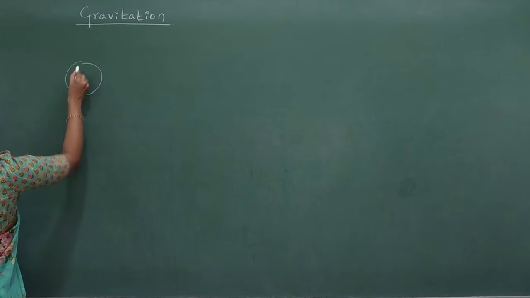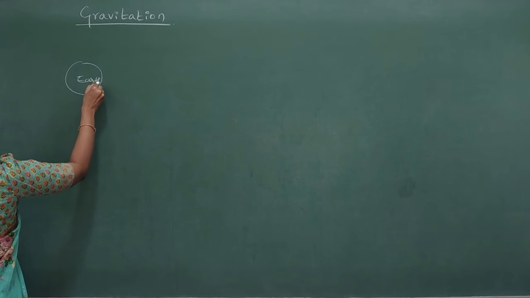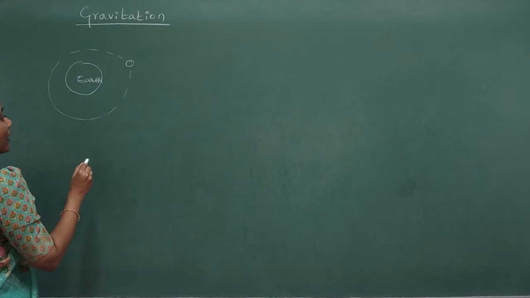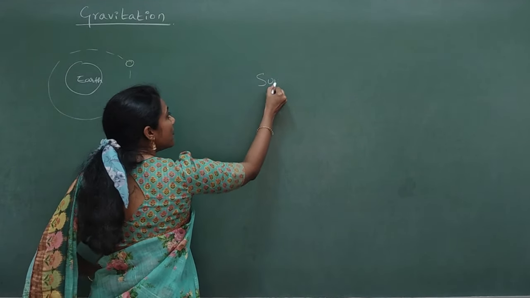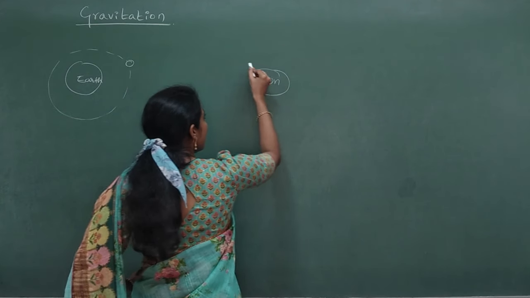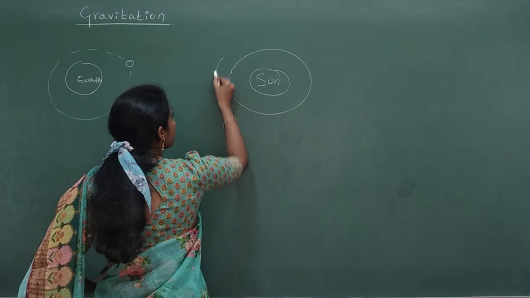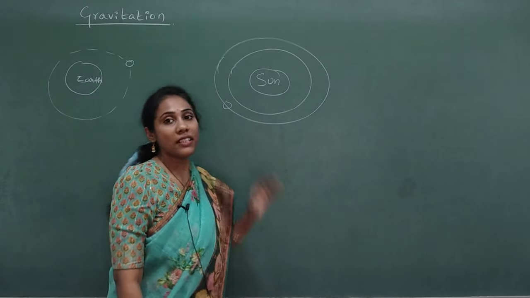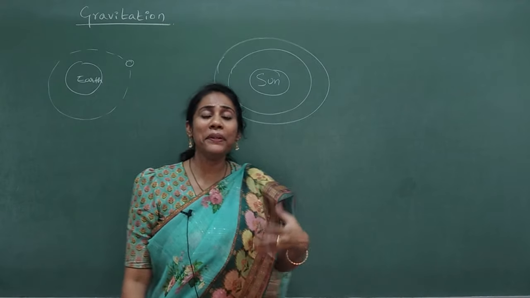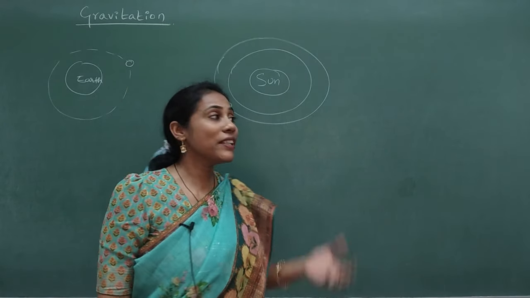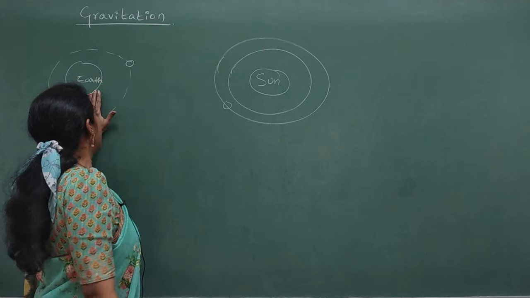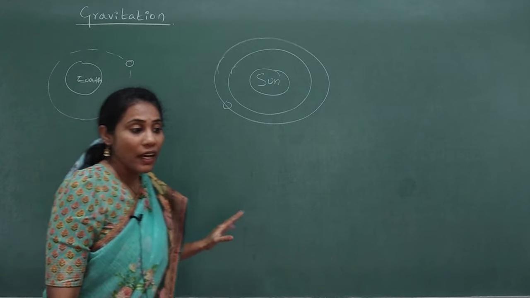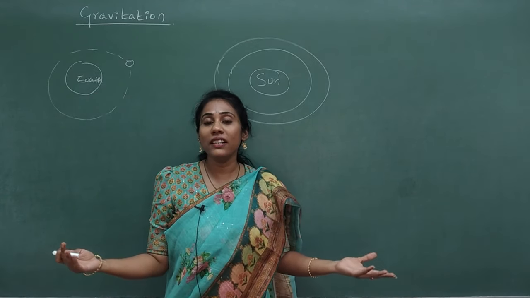So if this is Earth, the moon revolves around the Earth. And if you take up the solar system, the sun is at the center and all planets revolve around the sun. Even our Earth revolves around the sun. So how does this happen in space, right? And forget about the moon revolving around Earth and the Earth revolving around the sun. How are we standing on Earth?